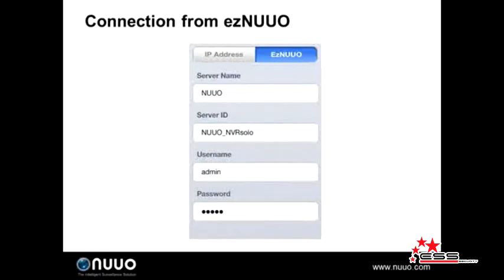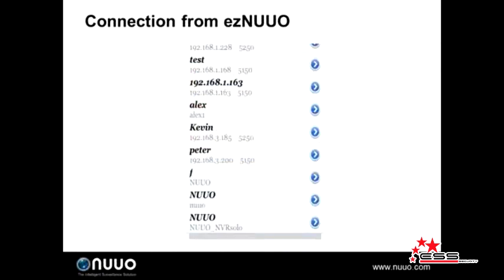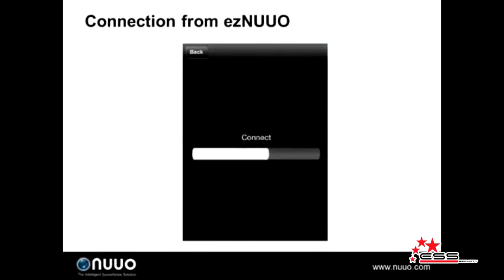Here we have entered the requested information. So let's establish a connection with ezNUUO. Keep in mind that for the server name you have to choose it by yourself. Here, NUUO. The server ID is corresponding to the server ID that you had previously registered, in our case NUUO NVRsolo. After that, click on Save and go back to the main page, then select the server name that you have just created. From this moment a connection will be established.